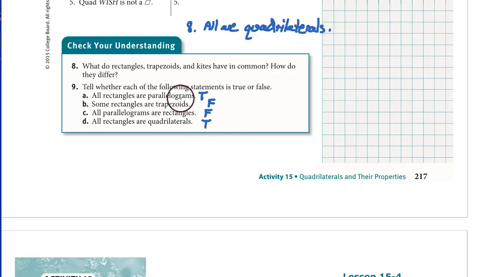Then in question 9, these true-false questions, you see the answers in blue. All rectangles are parallelograms. That is true. All rectangles do have 2 pairs of parallel sides, and that's what a parallelogram is. Now, some rectangles are trapezoids. That's false. All parallelograms are rectangles. That's false because there are parallelograms that are not rectangles. Consider this drawing here in blue ink. That is a parallelogram, but it's not a rectangle. And then D, all rectangles are quadrilaterals. This is saying all rectangles have 4 sides. That's certainly true.